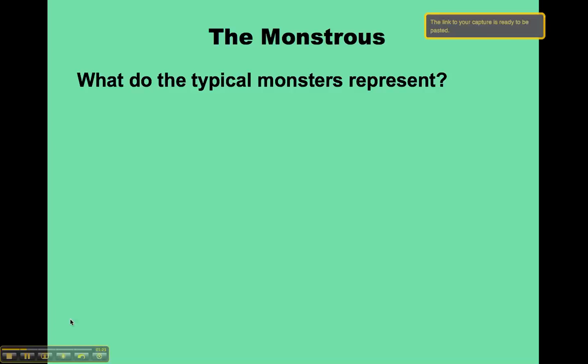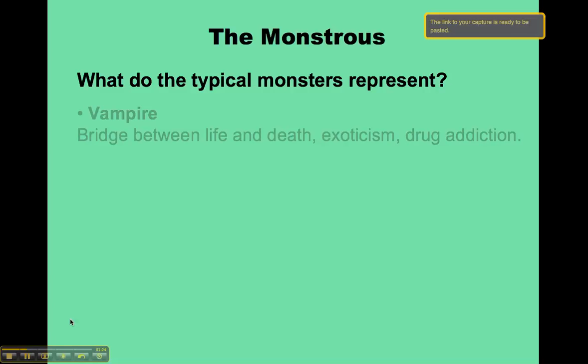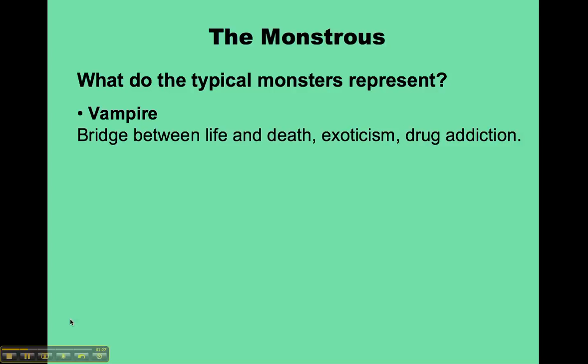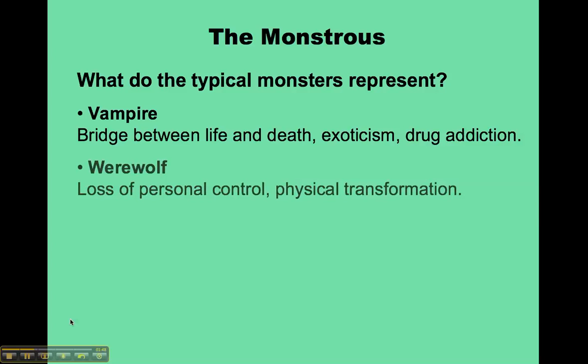So what do the typical monsters represent? The vampire represents a bridge between life and death, exoticism, drug addiction. If you think of most of our vampires, most of them are tall, dark, and handsome and dangerous and foreign and kind of look like junkies when they don't actually get their blood. So this is all very appropriate here. Werewolf, it's a loss of personal control, physical transformation.